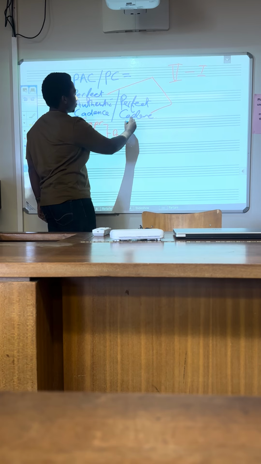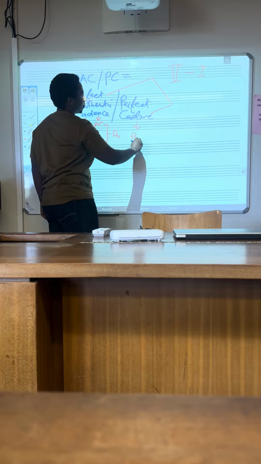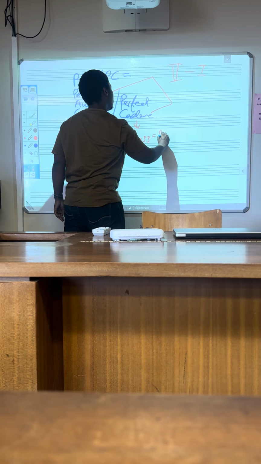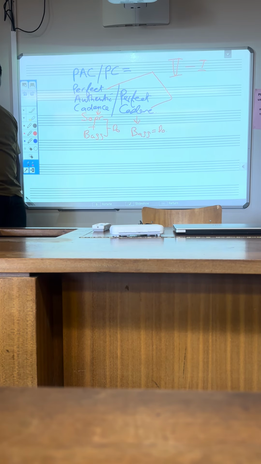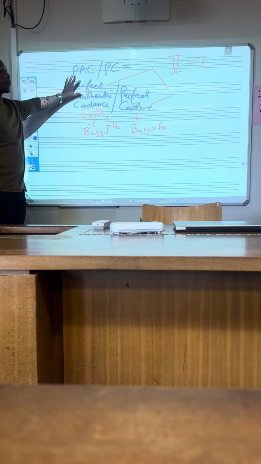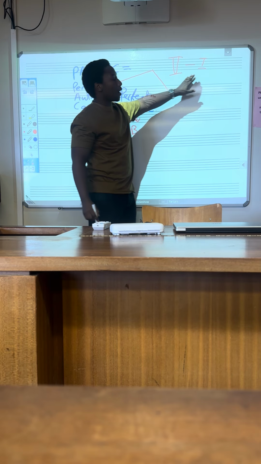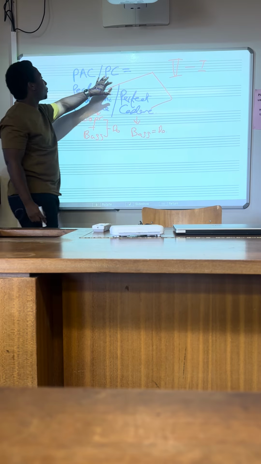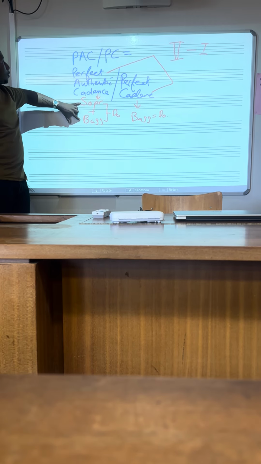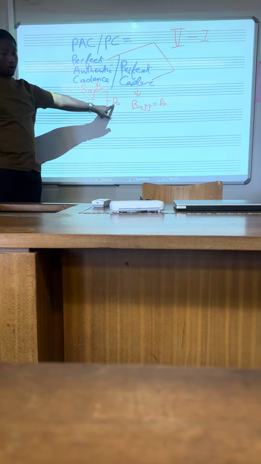Perfect cadence is only the bass resolves to do. Again, voice leading. So perfect authentic cadence, or PAC, is going from 5 to 1. The difference between a PAC and a PC is that in the perfect authentic cadence, the soprano and the bass lead to do.